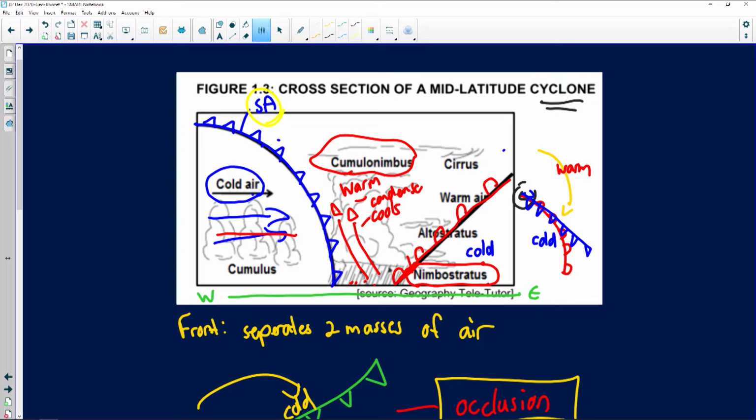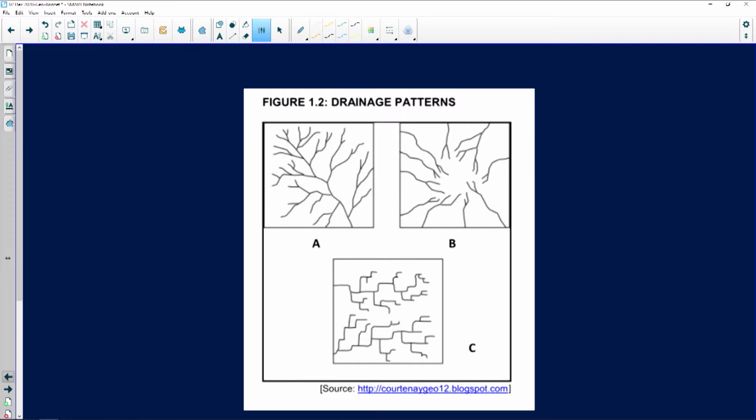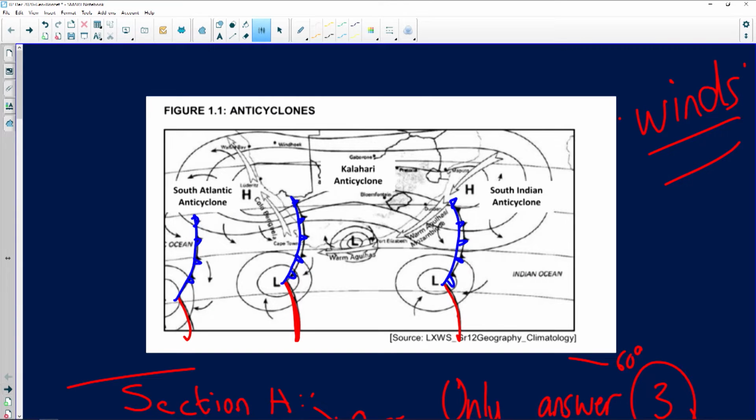Just to wrap up mid-latitude cyclones, always think social, environmental, and economic consequences. Going back to our first diagram, just to show you, this mid-latitude cyclone that's been represented here on the synoptic chart, as you can see, it's only the cold front that influences us. Yes, it has an impact on South Africa, quite an important impact.